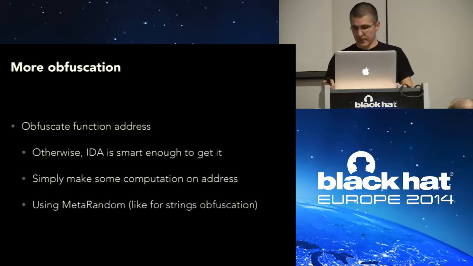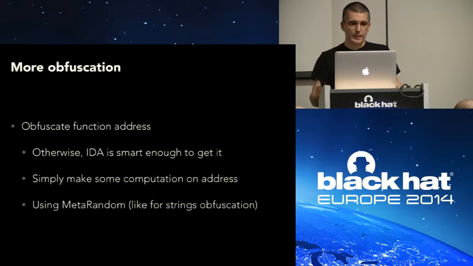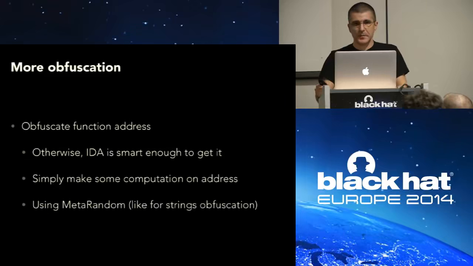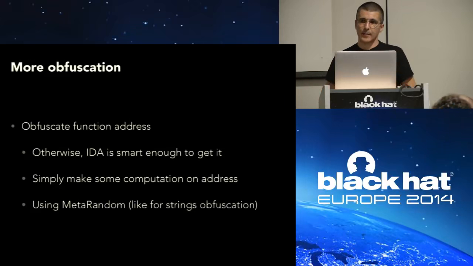I can go even further. Like I said just previously, IDA is smart enough to compute cross-references. So I have to obfuscate the address of my target. It's simple. I can make some computation with an offset, for example. And I can reuse my meta-random template to generate this offset randomly at compile time. Each time you compile your application, it will use a different offset, etc. It's very similar to the obfuscation of strings.